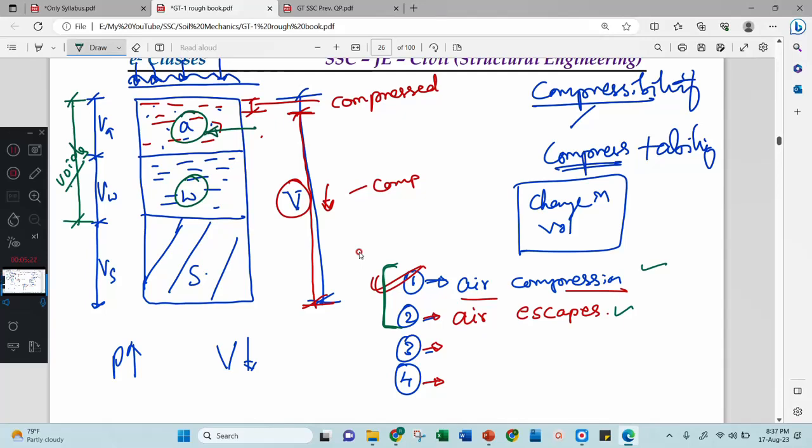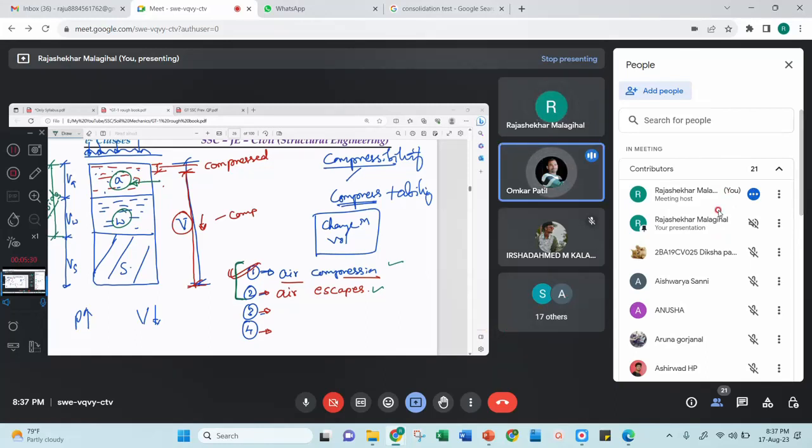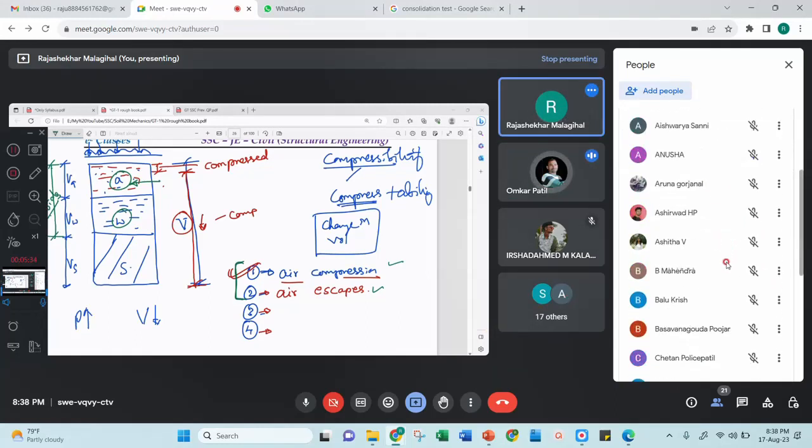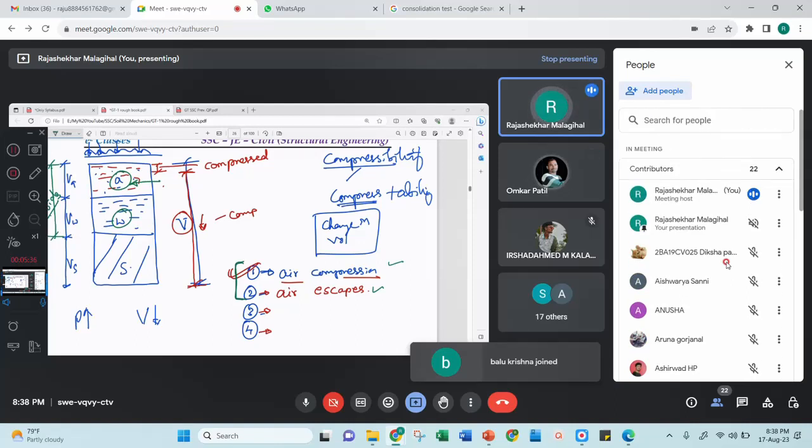So the third reason will be what? What is your comment on water? Water compresses or water escapes? Which one will we consider? Escapes, sir. Water compression, will we consider it or not? Will water compress or only escape?